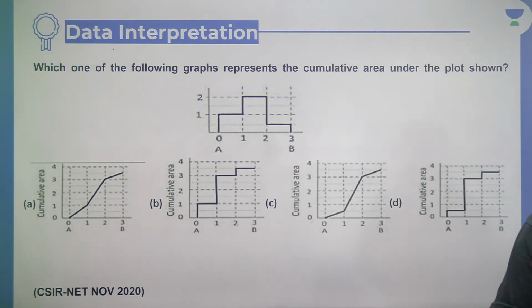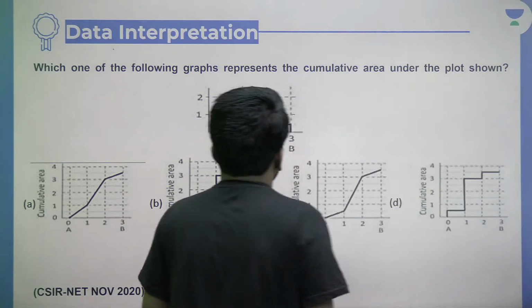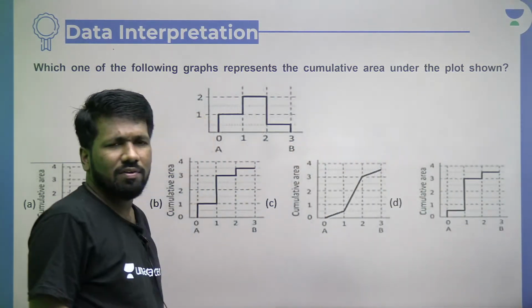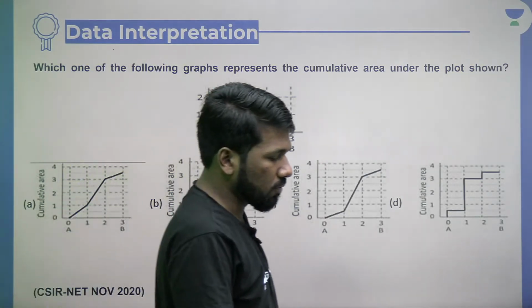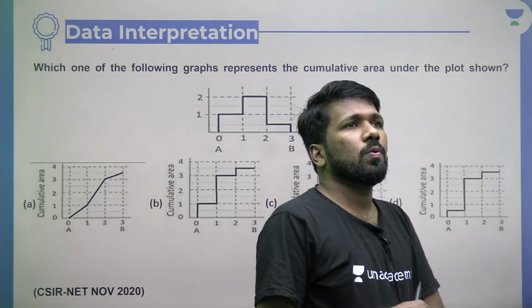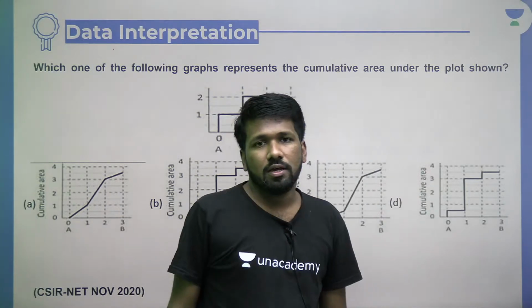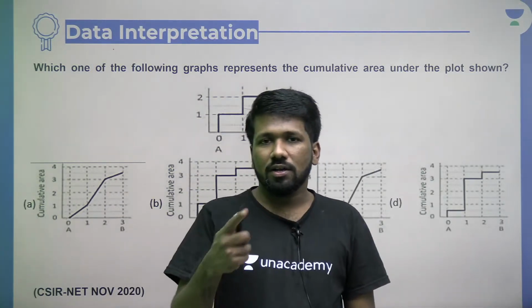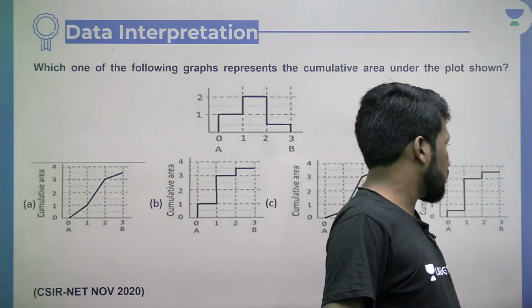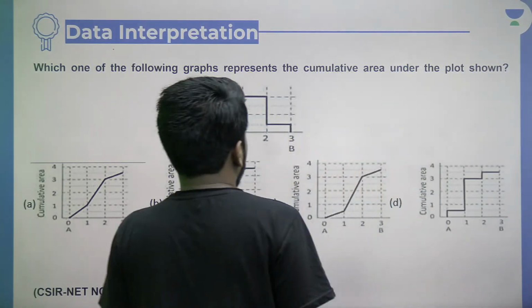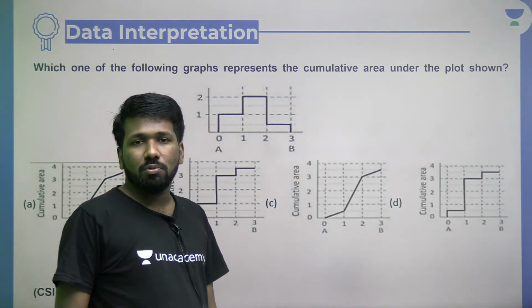Okay, so I'll explain. Which one of the following represents the cumulative area under the plot shown? What is cumulative value? I think we have discussed yesterday, right? In the YouTube live or in the other class, I forgot. There was a question on cumulative frequency that we discussed in this live series itself, about runs in a cricket T20 match. So cumulative area means, here it is not cumulative runs, it is cumulative area.